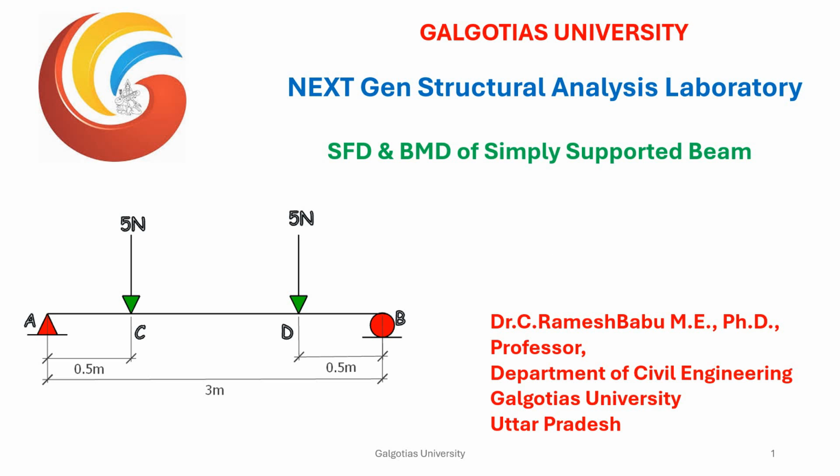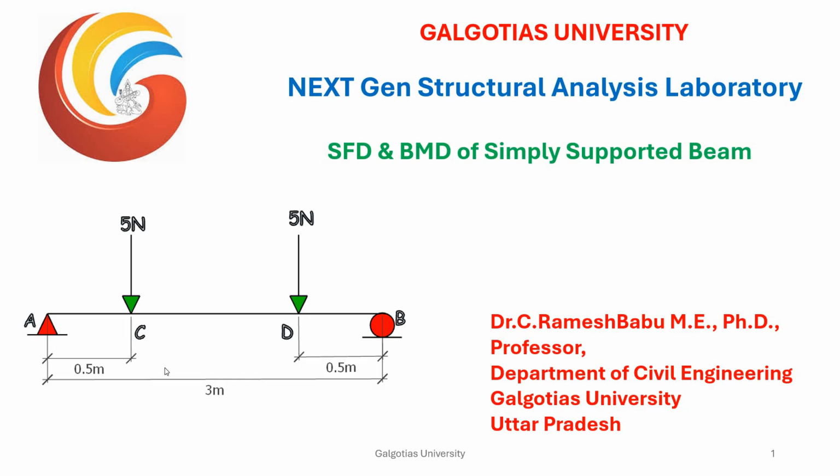We shall discuss the shear force diagram and bending moment diagram of a simply supported beam today. So we can see that there are 2 point loads, 5 Newton each, acting at a distance of 0.5 meter from the left end A and 0.5 meter from the right end B.